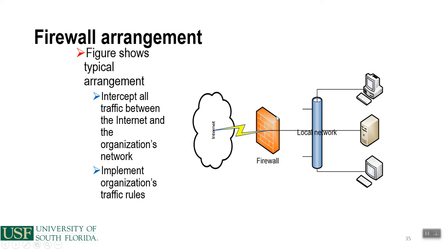The firewall will intercept all the traffic between the internet and the organization network. Now the key thing here with the firewall is that it'll implement the organization's traffic rules. So what I mean by this is that although a firewall is meant to give you the ability to protect against threats that are coming from the outside, a lot of the large-scale types of threats must be configured based off of what you're seeing within your organization. So you have to implement the appropriate controls accordingly.